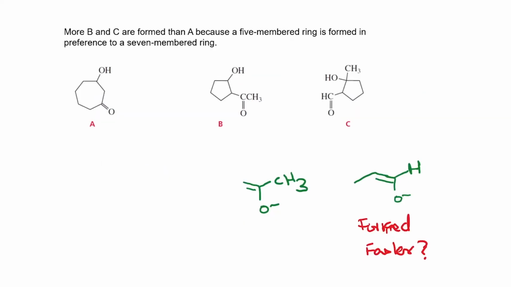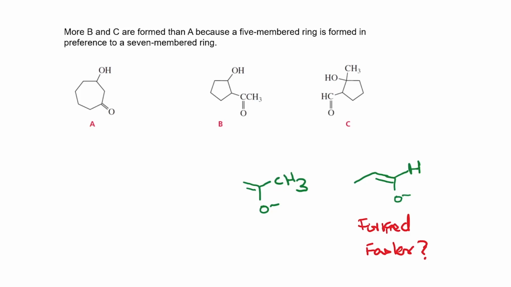Now, because A is a 7-membered ring, we can suggest that B and C would be formed in preference to A. And now between B and C, what we can suggest is that the enolate from the aldehyde might be formed faster, because aldehydes, generally speaking, are more reactive when compared to ketones, or the enolization is much faster. So if we have a choice, we may suggest that the enolate formed from the aldehyde would be much more preferred. Okay, so this is how we would solve this problem.